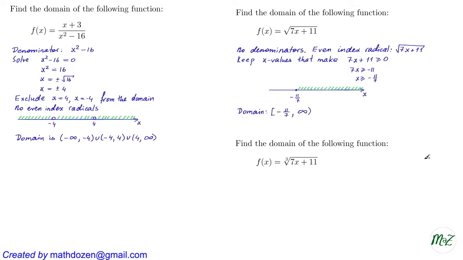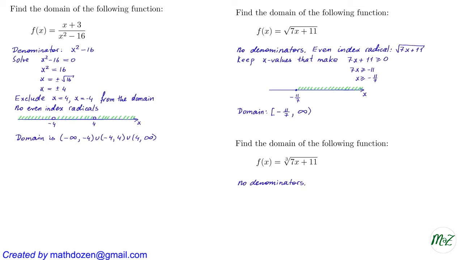So for the domain, we get this closed interval from negative 11 over 7, including the endpoint, up to positive infinity. So the single interval will be the domain of the function 7x plus 11 inside of square root.